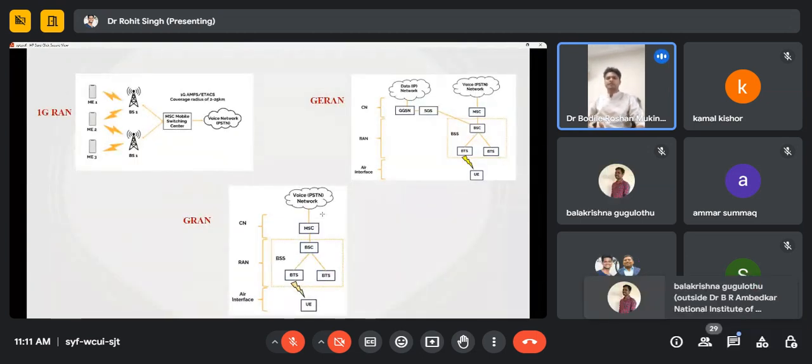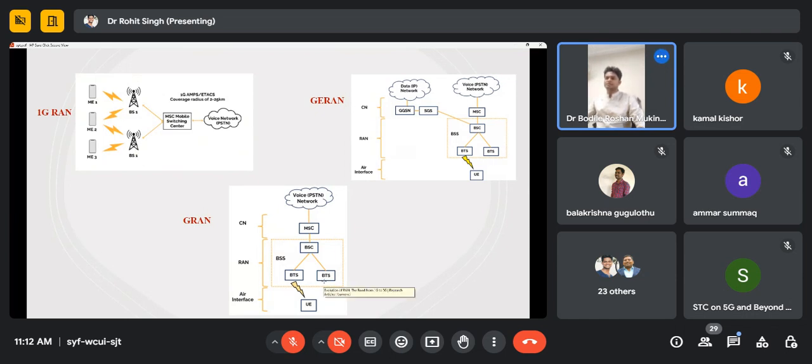Now coming to the RAN architecture. The first generation RAN is a basic RAN that connects the user terminal to the core network, which in this case is the MSC, mobile switching center. The MSC basically controls the base station, and the base station controller operation also resides in it. In the second generation, these two entities have been segregated.